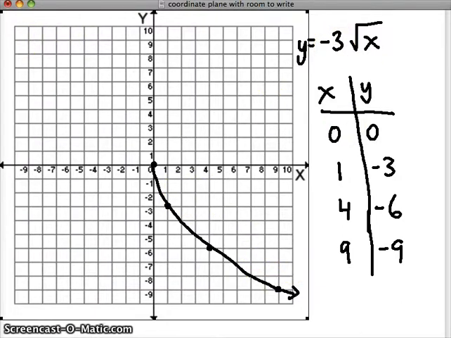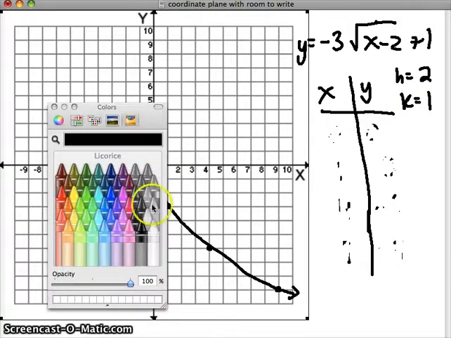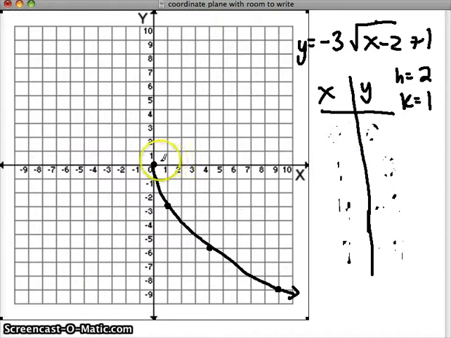Alright, let's do a shift here. Let's add something else to our function, and see if the shift works, if it holds true here. Let's say x minus 2 plus 1. So our h value is just positive 2, so we should be shifting to the right, and our k value is 1, so we should be shifting up 1. So this point at 0, 0 gets shifted to the right 2 and up 1. Let's see if that holds true.